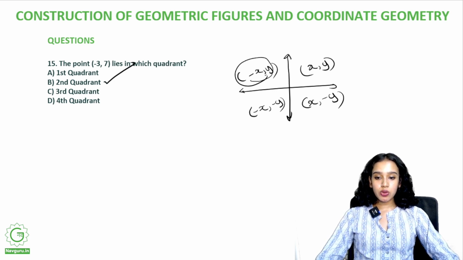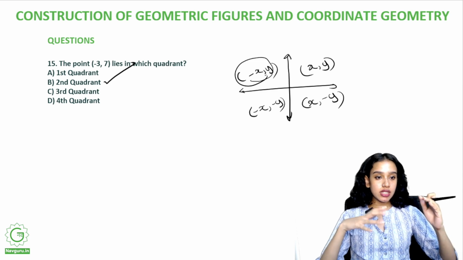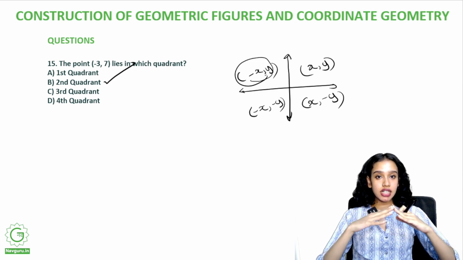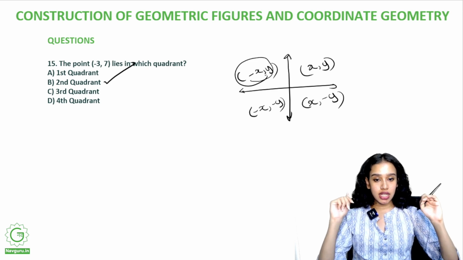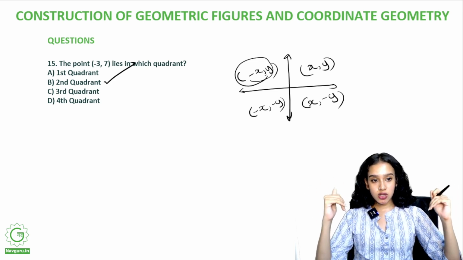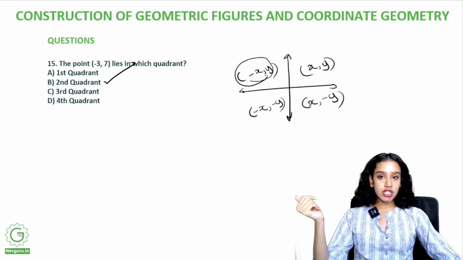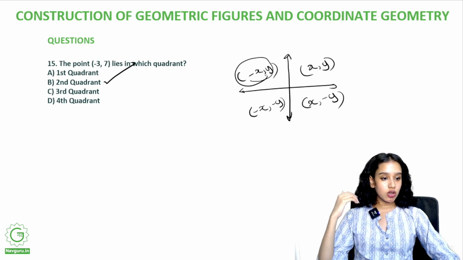Now these were a few questions from the chapter Construction of Geometric Figures and Coordinate Geometry. You have to solve questions from this chapter a lot, and especially in the construction part, you would have to do the construction by yourself on a piece of paper. You have to practice the construction questions in order to do them very easily. So this is all about the chapter Construction of Geometric Figures and Coordinate Geometry.